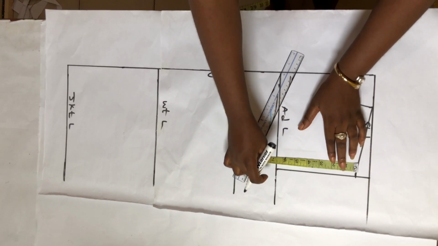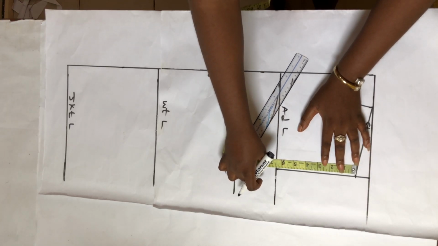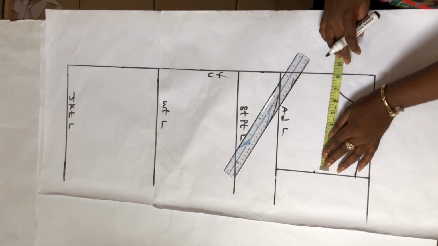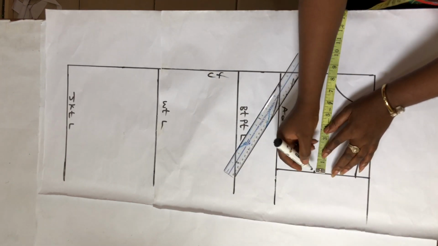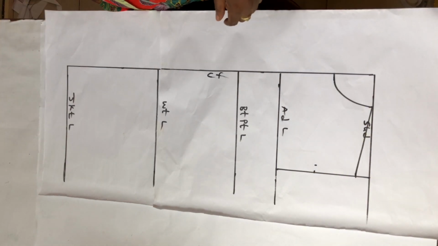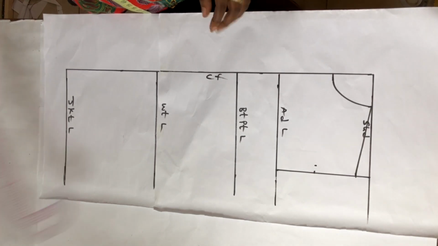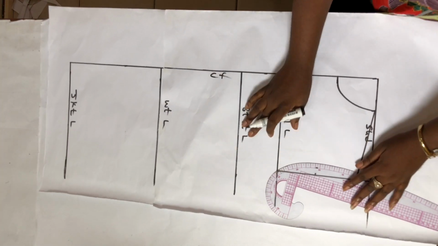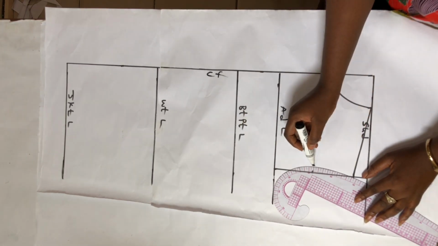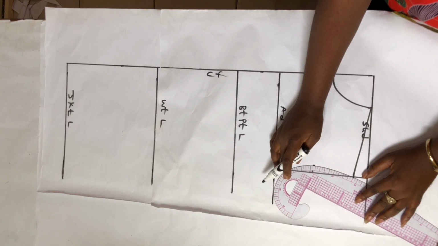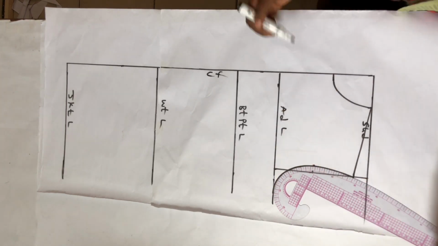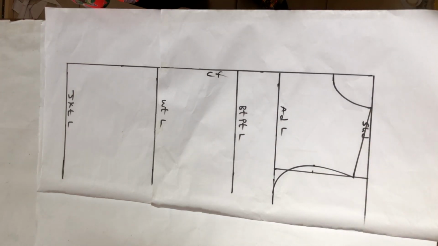Then I'm going to get my midpoint from the slanted shoulder to my armhole depth line. I'm going to get the midpoint, which is 3.25. From 3.25, I'm going to measure 0.5 inwards. Then I'm going to use my French curve to draw a curve from the shoulder length line to the midpoint, then into the armhole depth line.